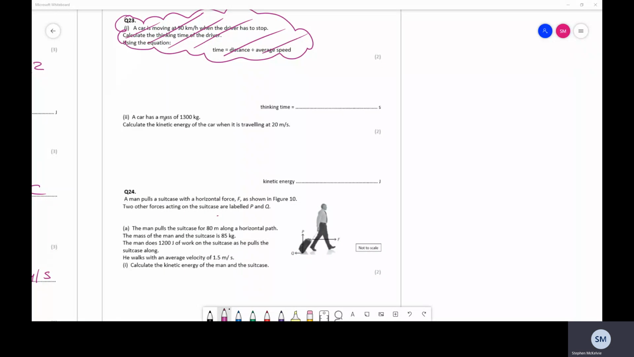Okay, so the car has, oh, this one, we ignore that one. There's some information missing, so that's just a no for that one.